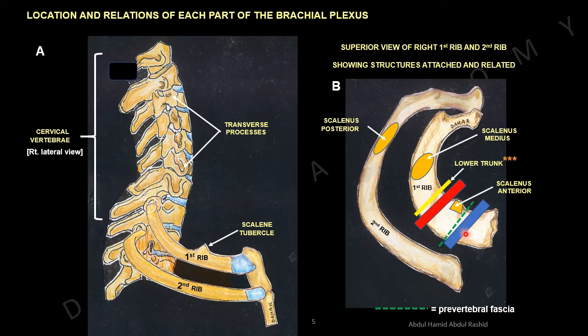So let's see what structures are related in the groove anterior to the scalenus anterior and posterior to the scalenus anterior. In the anterior group, the most anterior one is the subclavian vein, and between this vein and the scalenus anterior muscle is prevertebral fascia. Behind this scalenus anterior, in this groove, we have subclavian artery. Behind it is the lower trunk of the brachial plexus. It is important.